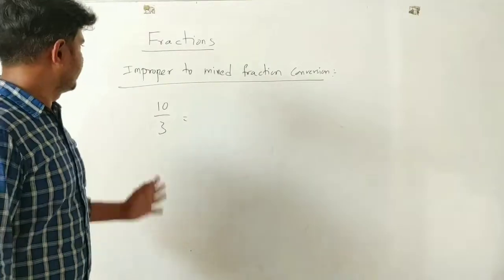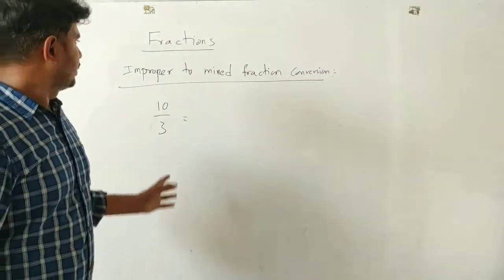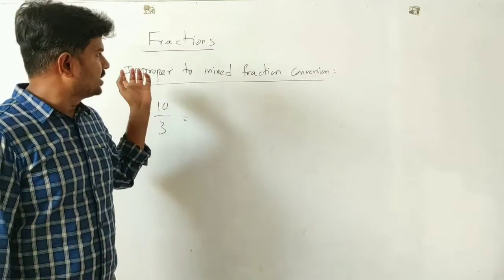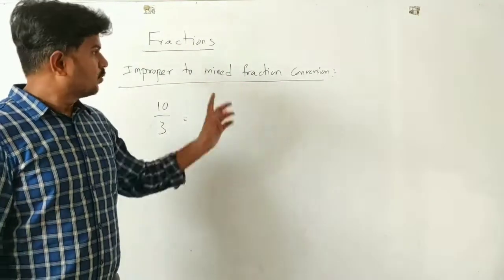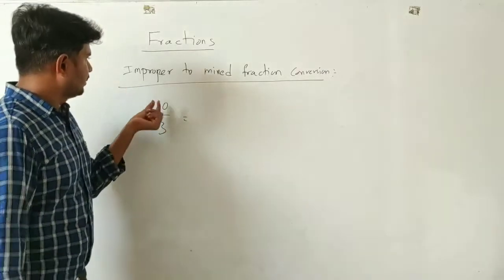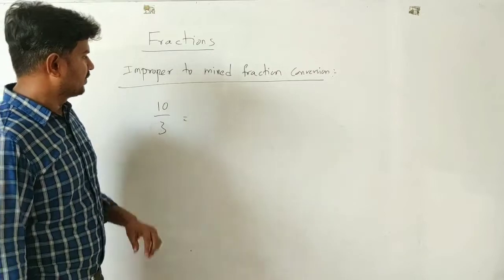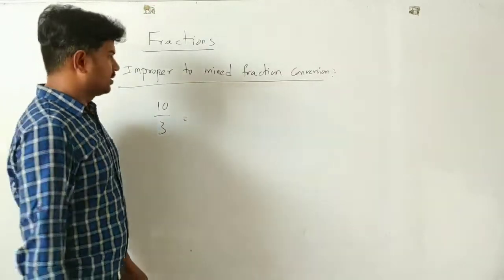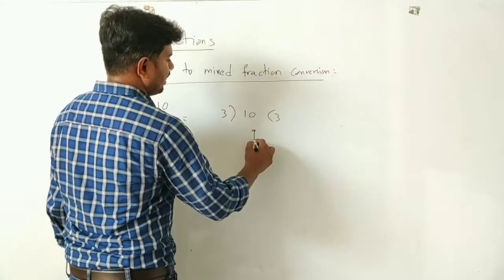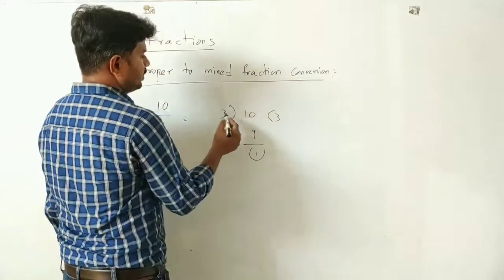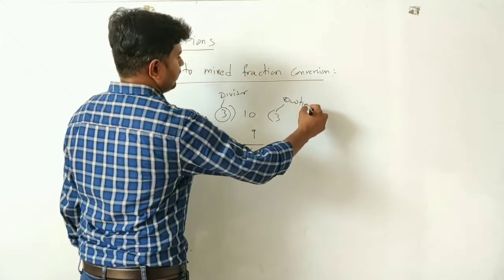Now let's see how to convert an improper fraction to a mixed fraction. If the question has an improper fraction, it is always very easy to convert it to a mixed fraction. There is a special advantage of that, which I'll tell you. First, let's see how to convert 10/3, which is an improper fraction because the numerator is greater than the denominator, to a mixed fraction. We'll do it with the division method. If you divide 10 by 3, 3 threes are 9, you get remainder 1. You know this already. This is the divisor, this is the quotient, this is the remainder, this is the dividend.